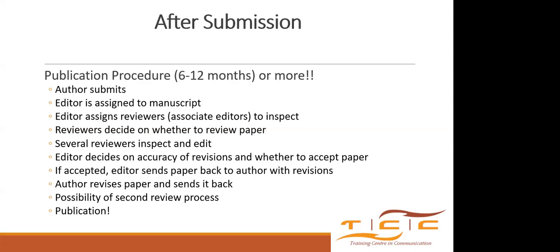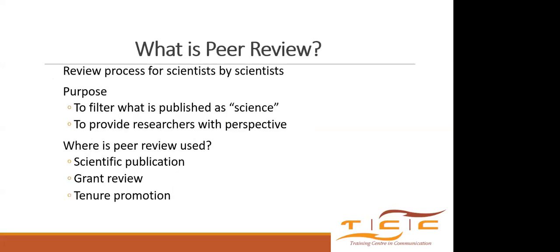If the paper is rejected, of course, you are told to either format it and send it elsewhere, or you can be told to review it and rewrite it or redo it and send it back to the same journal. Okay. Now, what is peer review? Peer review is a review process for scientists by scientists. The purpose is to filter what is publishable as science. Okay. So it also provides researchers with perspective.